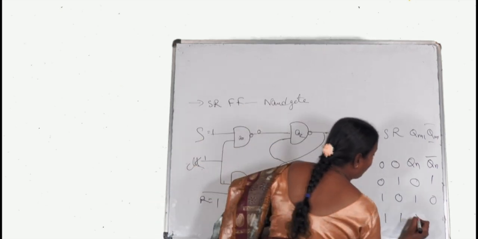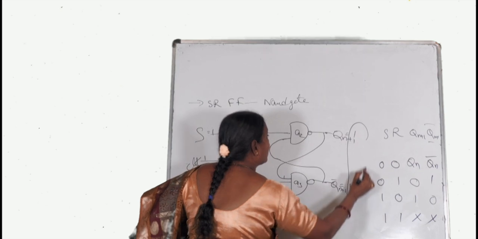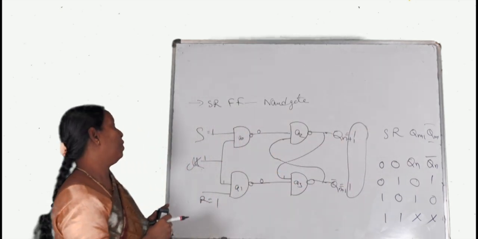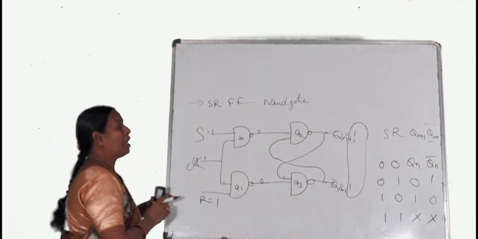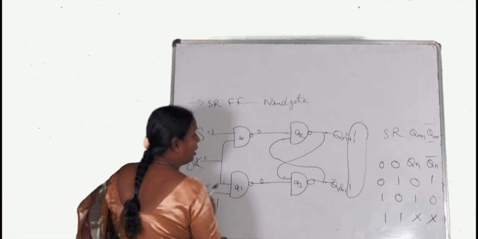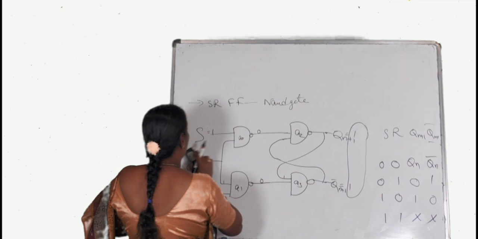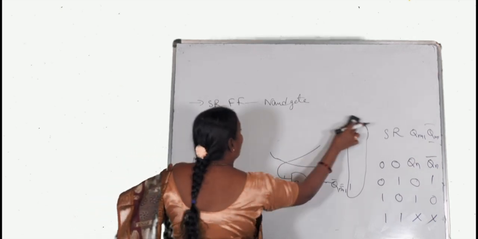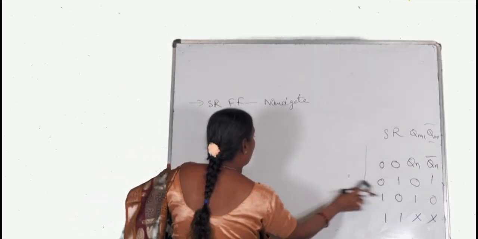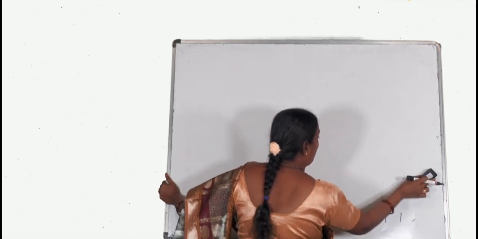So this one we are going to call undetermined, because in both cases the output is 1 1. This problem is also known as race around condition. To overcome this, we are going for the next flip-flop, which is the JK flip-flop.